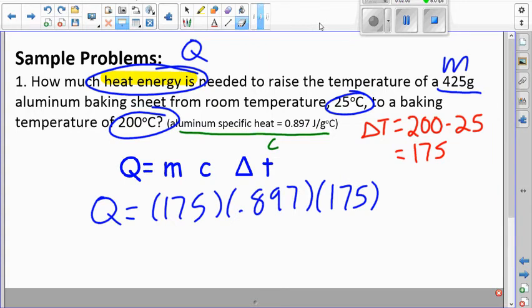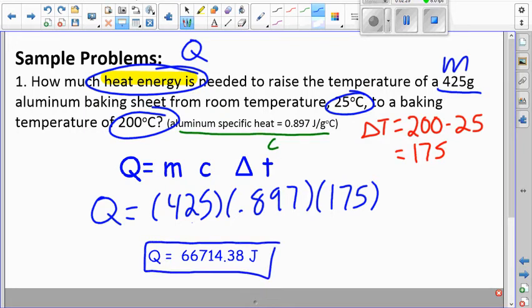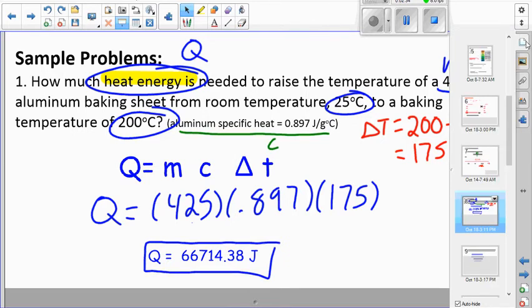Oh, almost made a mistake. Our M is not 175, it's 425. I was looking at 2 different numbers there. My apologies. So I don't even have to do any rearranging here. I can just go ahead and plug that in, and we should find that our Q is equal to 66,714.38 joules. And as the model student, I would always box that up so Mr. Pilcher knows what to grade for my final answer. Not bad, not bad.